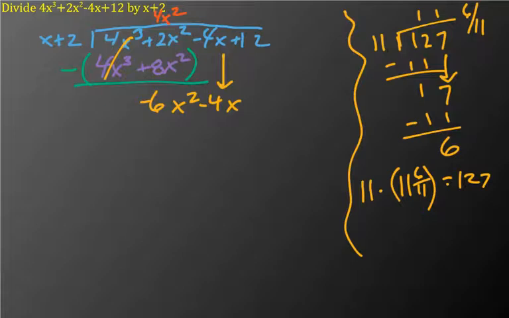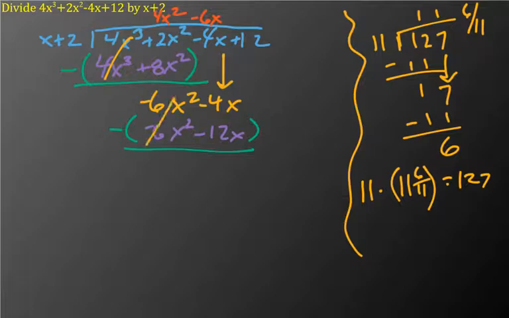So we put a number up, or not a number, we put an expression up top that we multiply x by to get negative 6x squared, which would be negative 6x. Then we multiply negative 6x and this thing, right? And we would get negative 6x squared, and then negative 6x times 2 is negative 12x. Then we subtract.